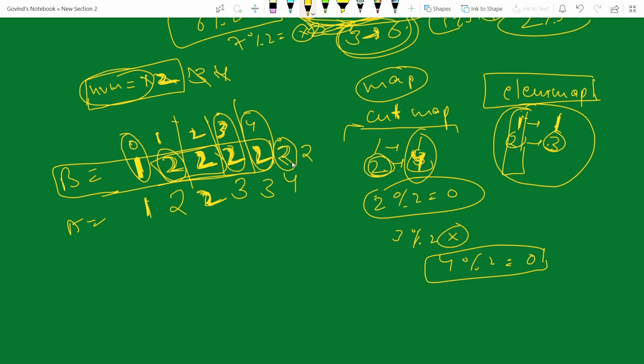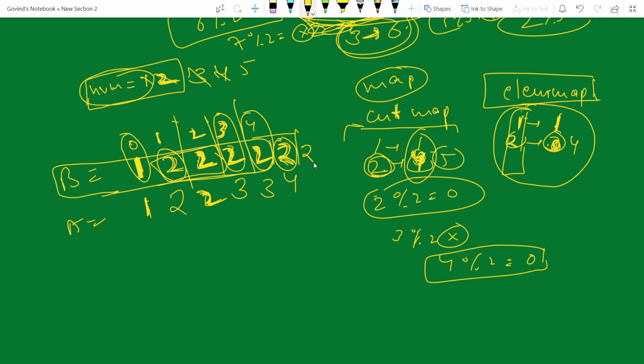So I will assign 2 to 4, and I will increment the number. Yes, I have assigned 2 to 4. Now the counter will be, now I have covered till here, 1 2 3 4 5, so it would be 5.